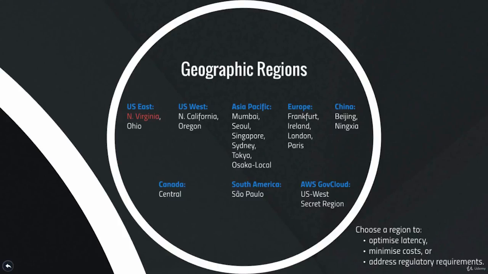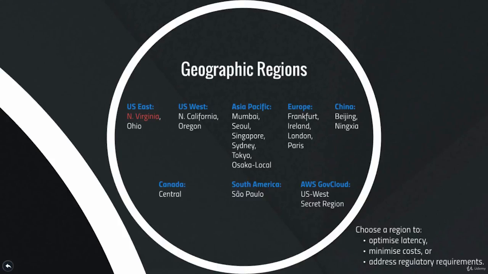The AWS GovCloud is located in the US West Coast and is specifically for US government organizations. There is also an AWS secret region, and I can't tell you where that is because it's a secret. That region is specifically for US government intelligence organizations, and in case you're wondering, yes, the CIA is a customer of AWS.